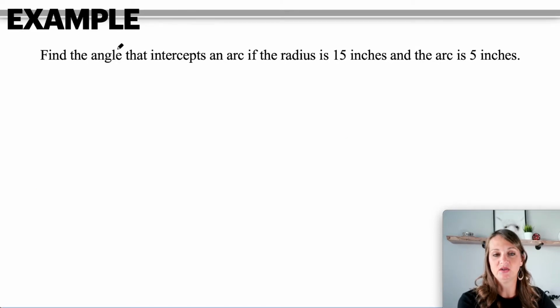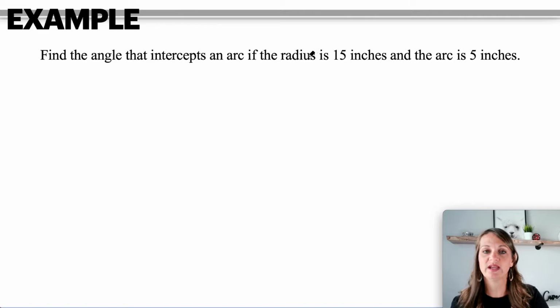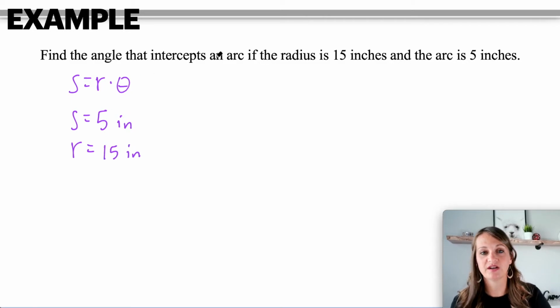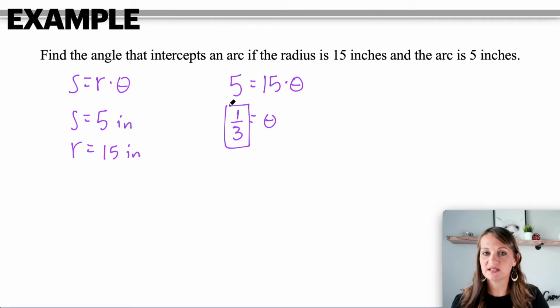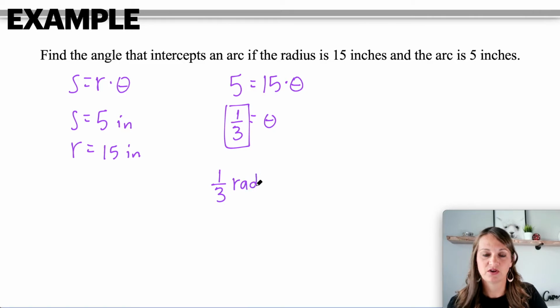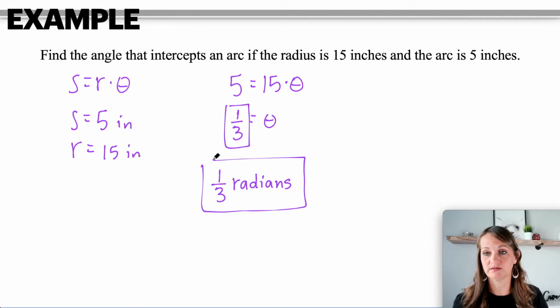Now we want to know the angle that intercepts the arc. So now we actually have the radius and we have the arc length. In S equals R times theta, we know S this time and we know R this time, and we're trying to find theta. So 5 equals 15 times theta. Divide and you get 1/3. Now be careful, this is not 1/3 pi. This is just the number 1/3. So what you would say is 1/3 radians would be your actual standard answer.